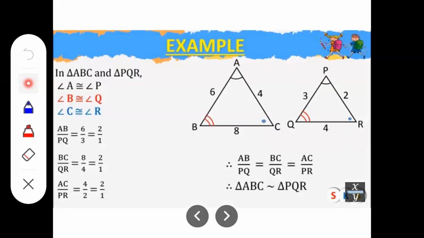Now let's recap that one again in a short period. Here you can see two triangles, triangle ABC and triangle PQR. Now here the angles are written over here. The corresponding angles are congruent to each other. So angle A is congruent to angle P with similar marking. Then angle B is congruent to angle Q. And angle C is congruent to angle R.